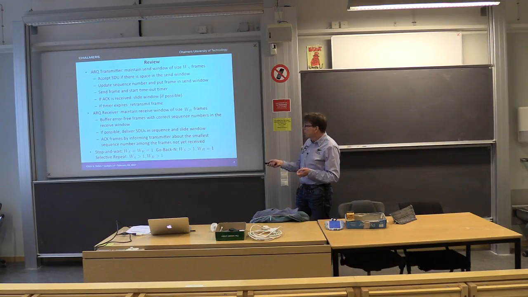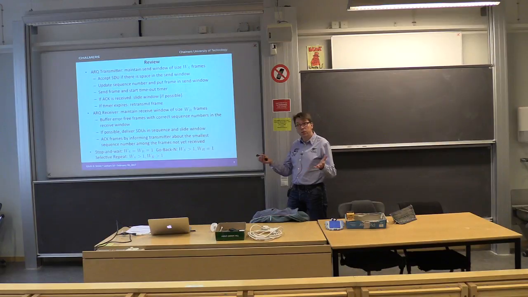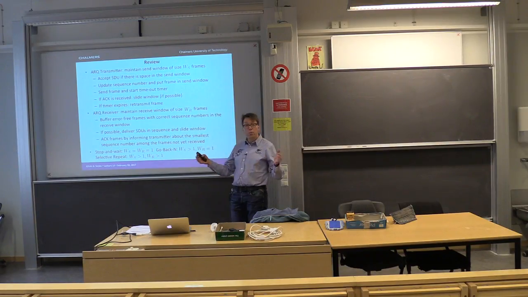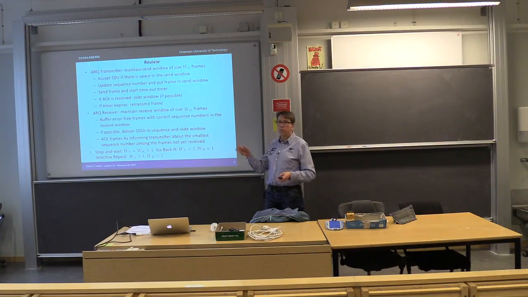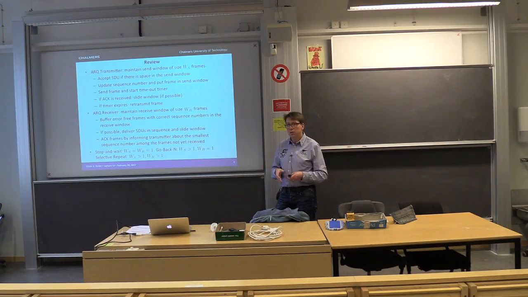Then stop and wait has a send window and a receive window of size 1. So that's the simplest one. Go back N has a send window which is larger than 1, but the receive window is equal to 1. And selective repeat has buffers which are more than 1 frame long at both ends. Then, of course, there is a little bit of change in logic, but those are smaller changes, just to make it work. So that was about the retransmission protocols.